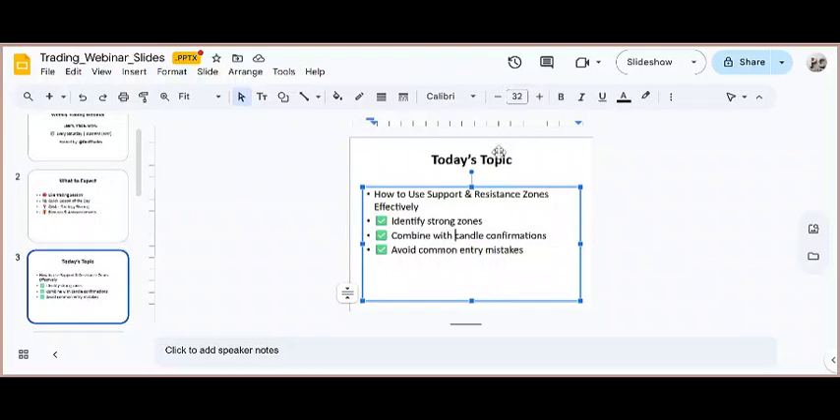I'm going to be showing you how to identify the strong zones and also how to combine this with candle formation. We have different types of candlestick formation and they all have names. So we're going to see how we can use this candlestick formation in combination with these strong zones to identify very good entry points. Then, in addition to that, I'll show you how to avoid common entry mistakes.